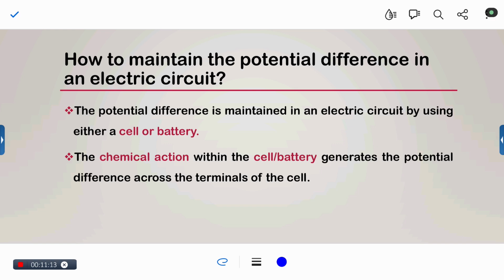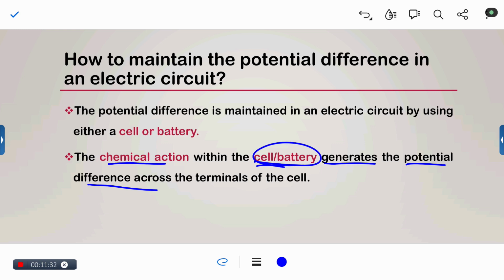How to maintain the potential difference? By using what device are you maintaining it? Cell. The chemical action which takes place within the cell will generate the potential difference. So they will be asking which one is going to generate the potential difference. Which one will generate the potential difference? Either a cell or battery.